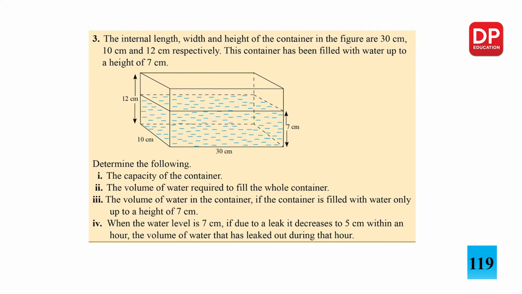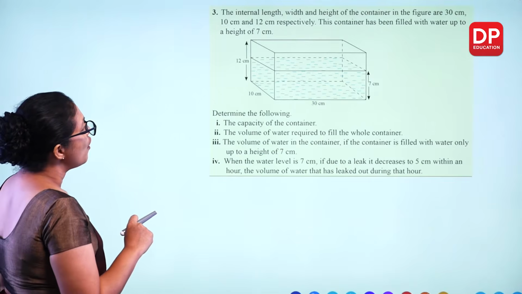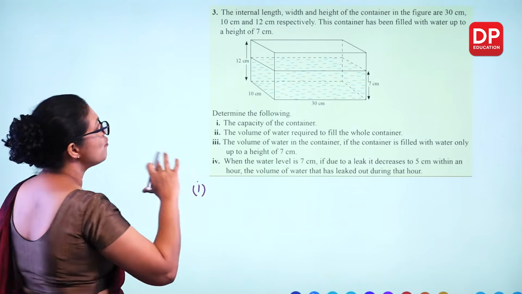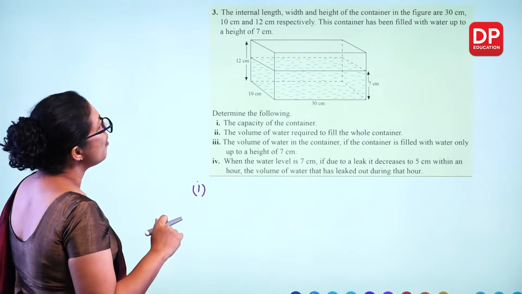Question number 3. The internal length, width and height of the container in the figure are 30 centimeter, 10 centimeter and 12 centimeter respectively. This container has been filled with water up to a height of 7 centimeters. Determine the following. The capacity of the container. Capacity means the full volume. Volume of the cuboid.